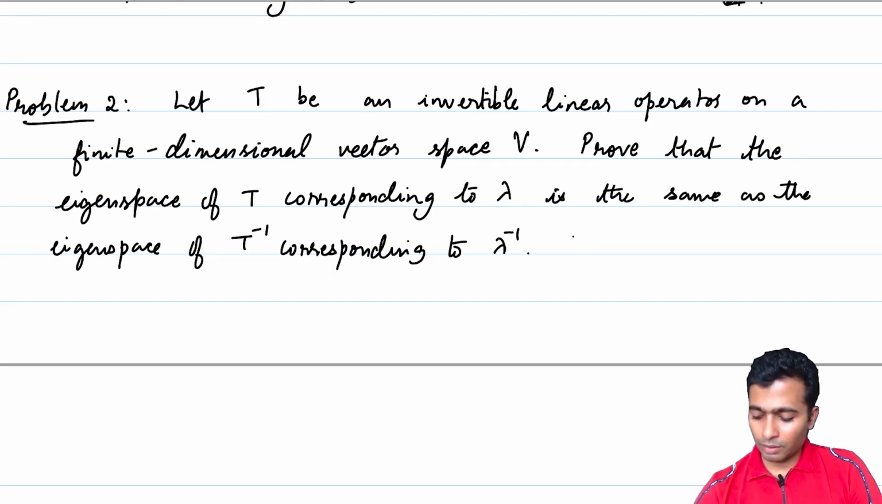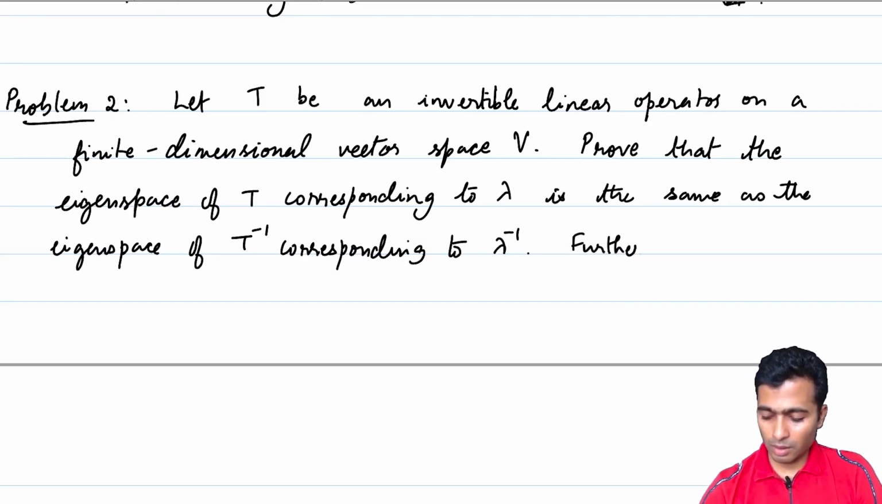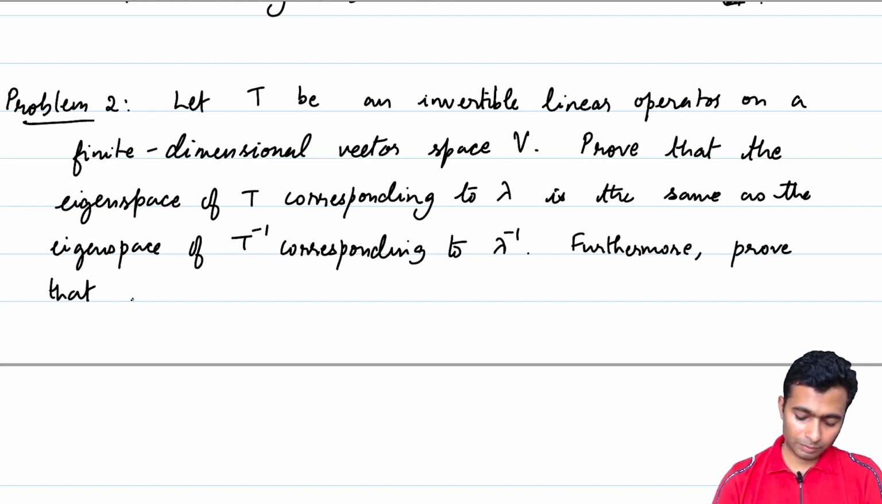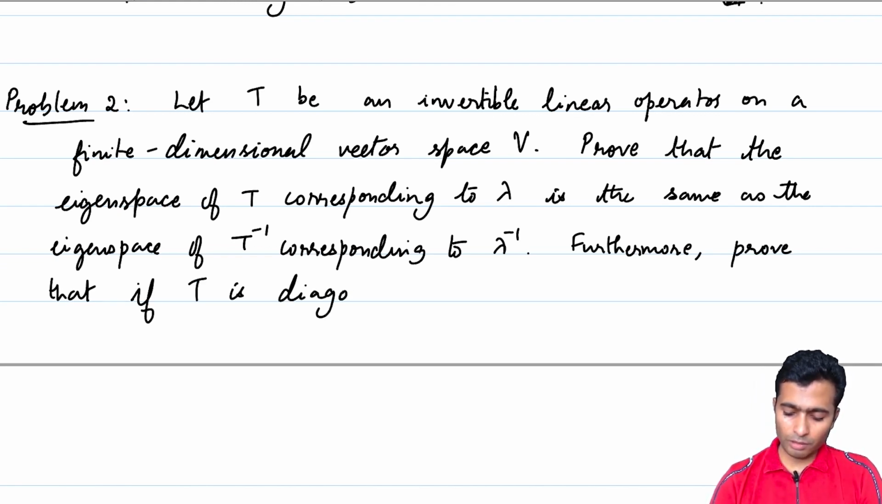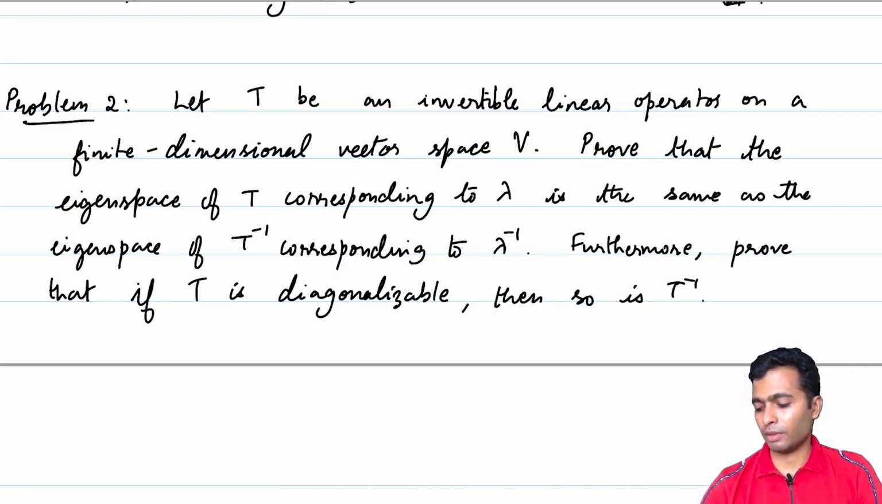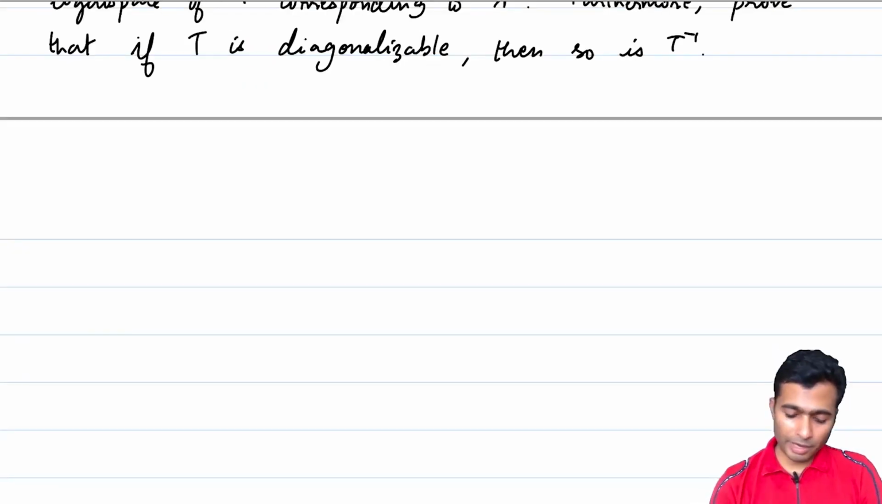Furthermore, prove that if T is diagonalizable, then T inverse is. Well, if we solve the first part of this problem, then the second part easily follows. So is T inverse. Okay, so it's a proof problem. So let me write it down as proof.